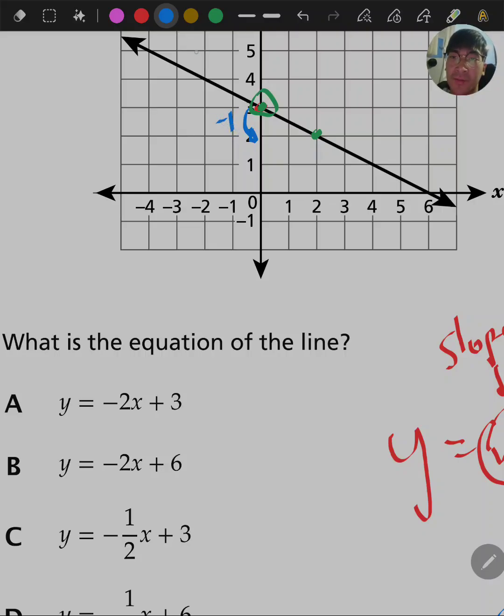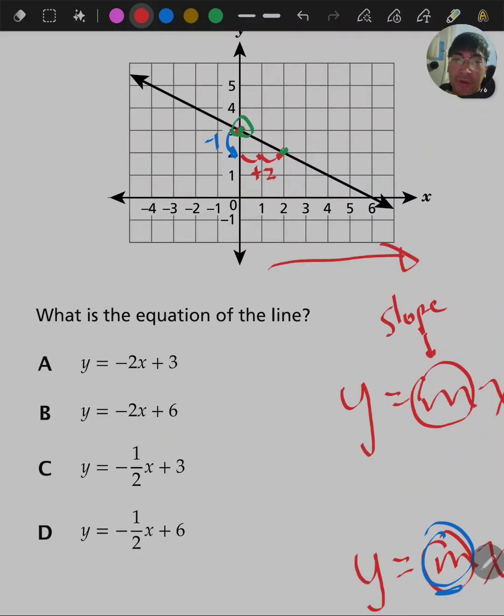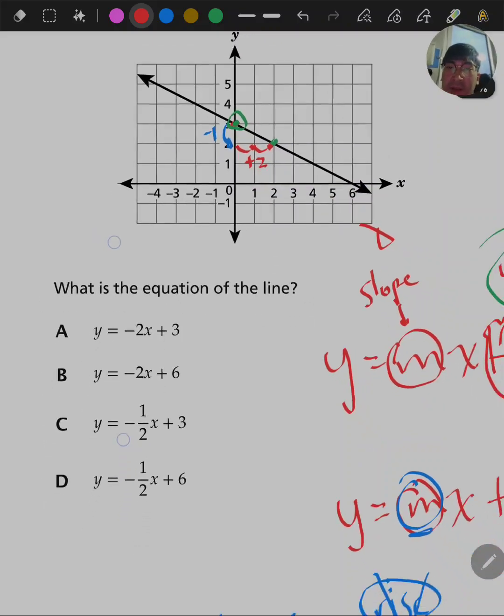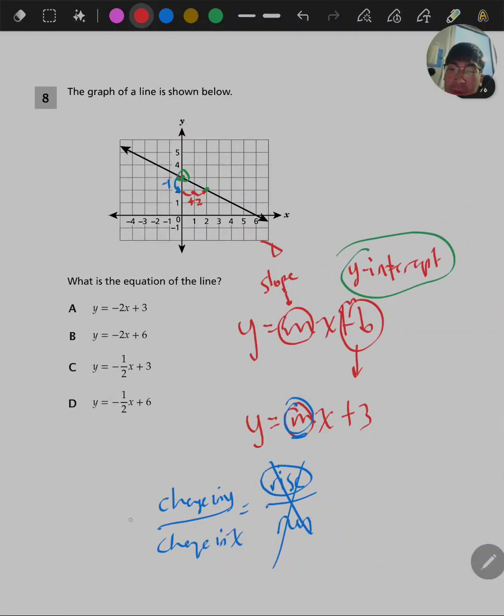And then from there, look at my change in x. My change in x is to the right 2, so that's plus 2. Positive because when you go to the right, the numbers are getting bigger. So that means my slope is change in y, which is negative 1, over change in x, which is 2. So m is equal to negative half. I substitute that in here.